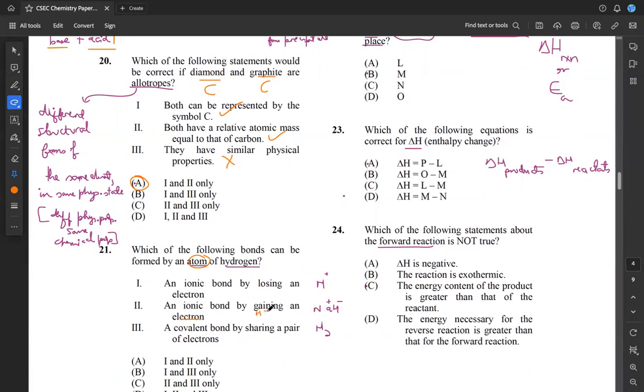H minus. And we have H minus in compounds like sodium hydride. So this is a possibility, right? This can form an ionic bond by gaining an electron. So we can get compounds like this.